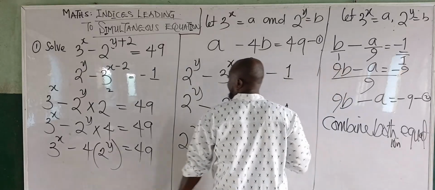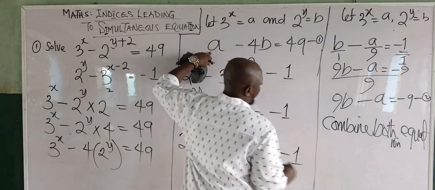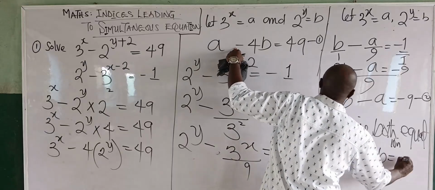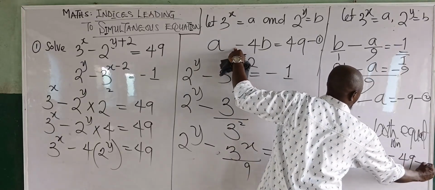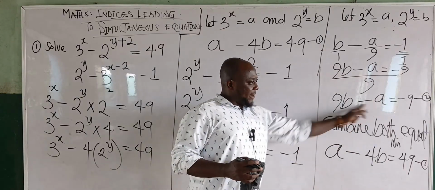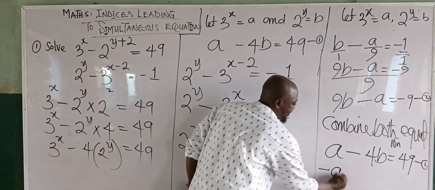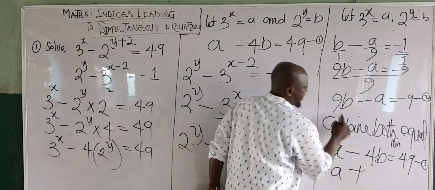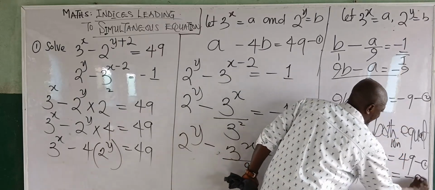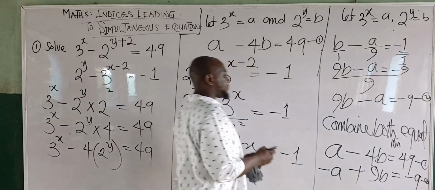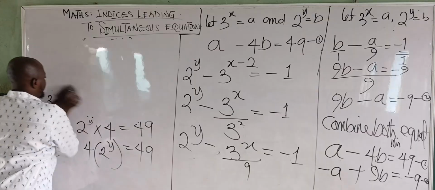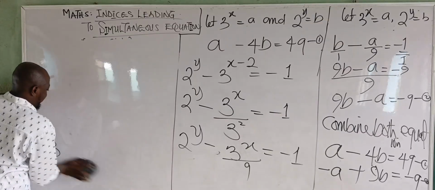Combine both equations. So I have the first one, which is a minus 4b equals 49, as my equation 1. Now observe this. A should be starting this, so I'll bring the a forward. So minus a plus 9b, then that will give us minus 9 as my equation 2 here. So from this point, what do I do going further?